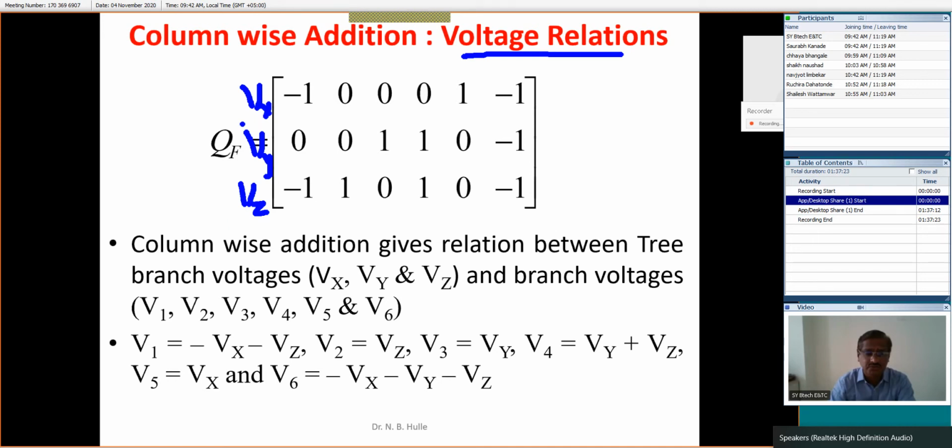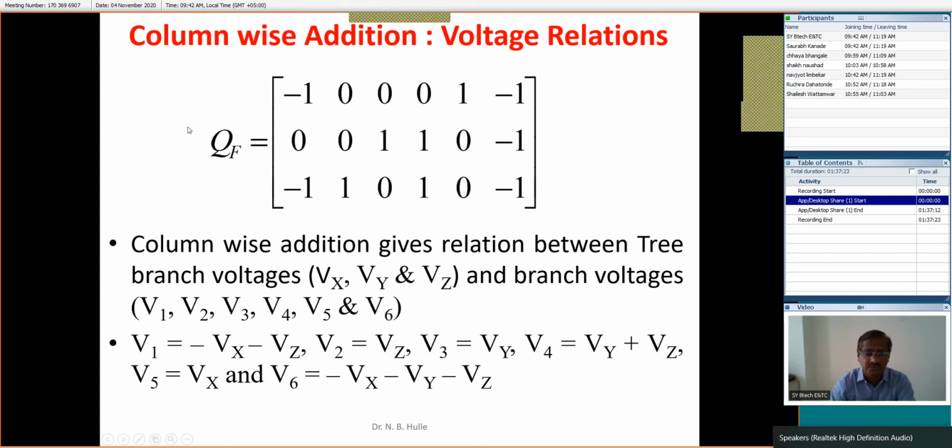This is Vx, Vy, Vz. These are the three nodes: node X, node Y and node Z. Indirectly, cassette number 1, cassette number 2, cassette number 3. And V1, V2, V3, V4, V5 and V6 are the branch voltages. Here we are finding the relation between the branch voltages and branch currents.